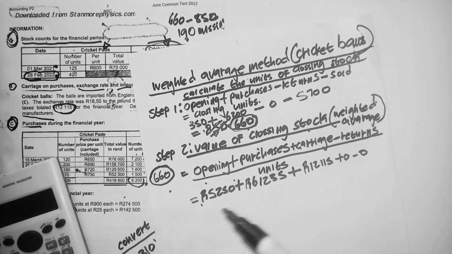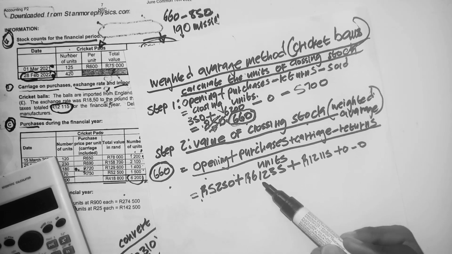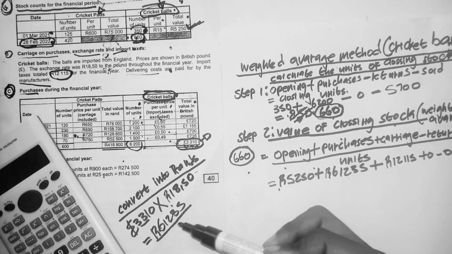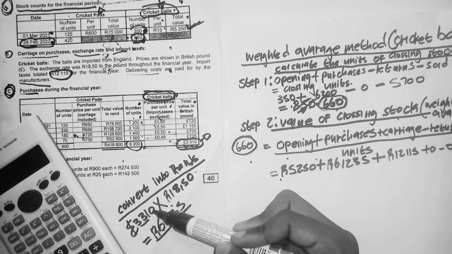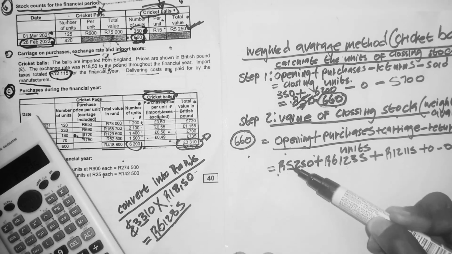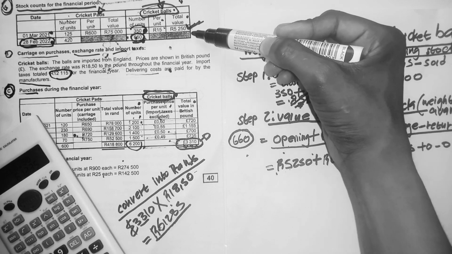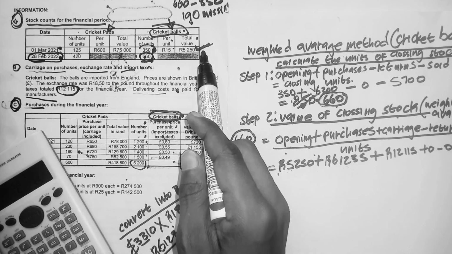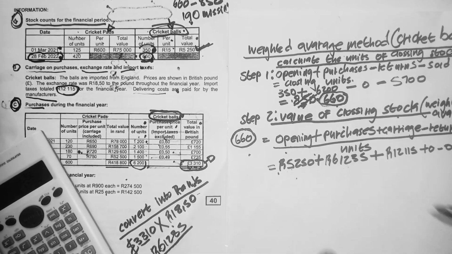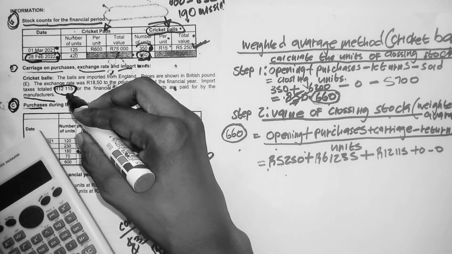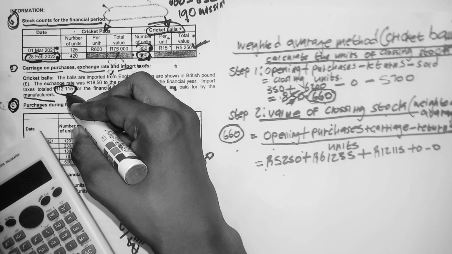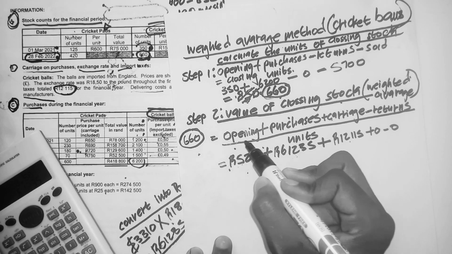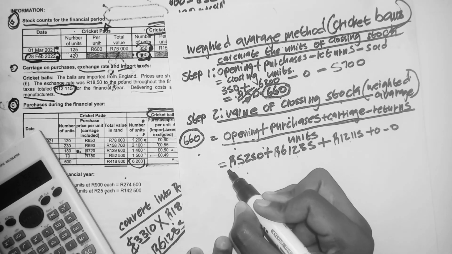So we are done. Opening plus the purchases. Remember, purchases, we converted these 3,310 pounds into rands using this exchange rate, 3,310 times 18 Rand 50. Then this opening, we got it from here. That's the total value of our opening on 1 March 2021. The opening is 5,250. Hence, we wrote it here. Then we added the taxes that they charged us, which is 12,115. So here is our taxes. So that's the formula. Then it says now divide by units. So we have to divide by each unit here.